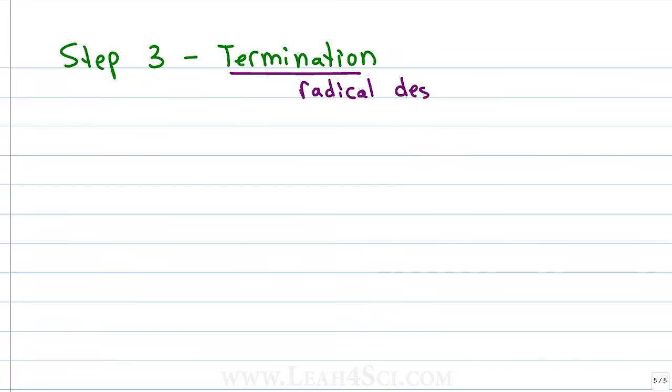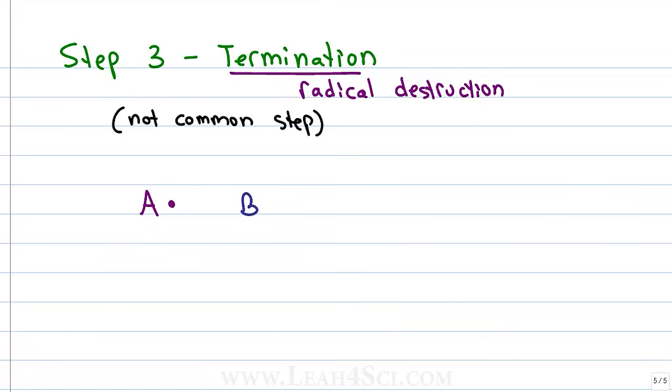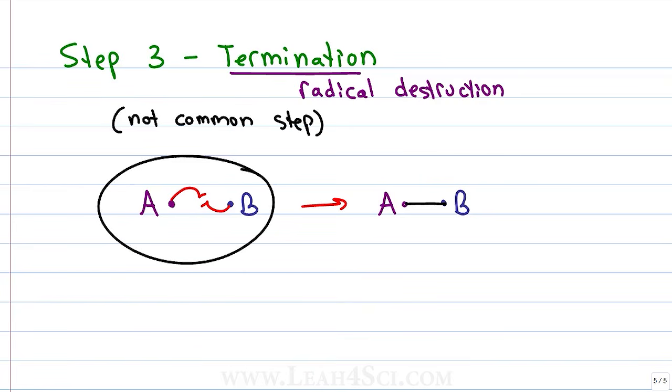The third step in a radical reaction is termination, where we terminate or destroy the radical. This is not a very common step, as we'll see shortly, but first let's take a look at what happens. The idea with termination is if I have a radical that comes into contact with another radical, the two radicals will reach out, combine their electrons, and form a bond. In this step, we went from having 2 radicals to no radicals, which sounds like a very good step, except for the fact that radicals are not that common.